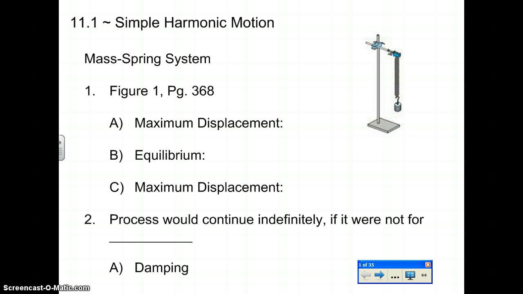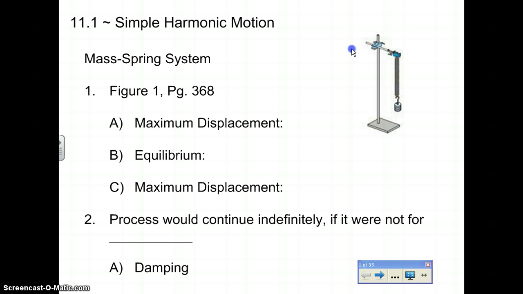If you look at Figure 1 on page 368 in your Holt textbook, you'll see a really good picture that I can use to display positions A, B, and C off of that diagram. When you first look at this, you're going to see that you are pulled at a maximum displacement. So here, I have an example of what we would see with the mass spring system.